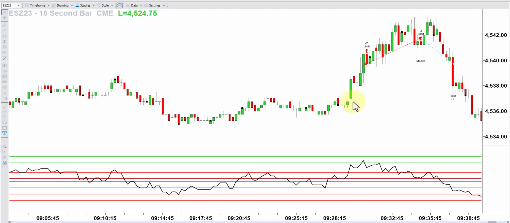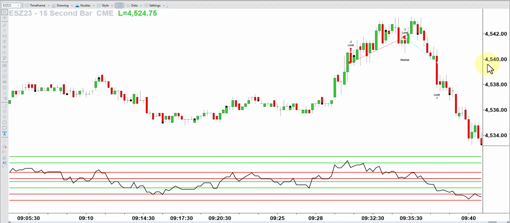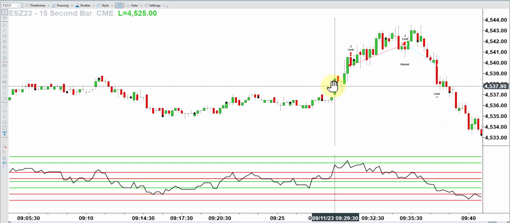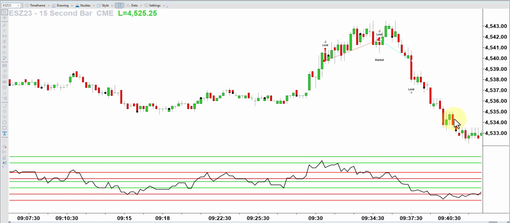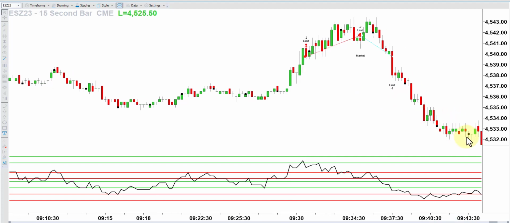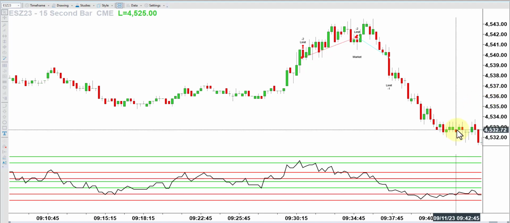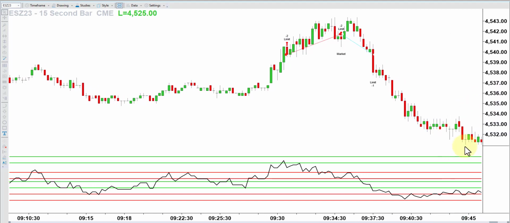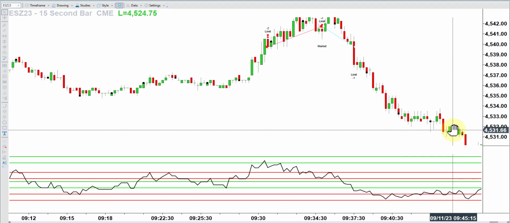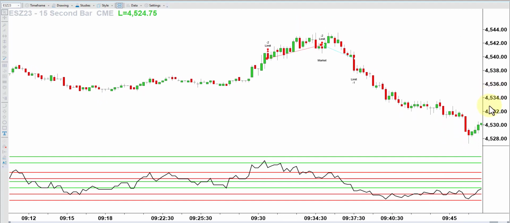I stayed with the short here. I stayed with the short through all here. I stayed short that contract through here. I stayed short that contract through here, even all this mess, because per my stop management rules, stop was not hit. I stayed short all through this. Stayed short all through this.